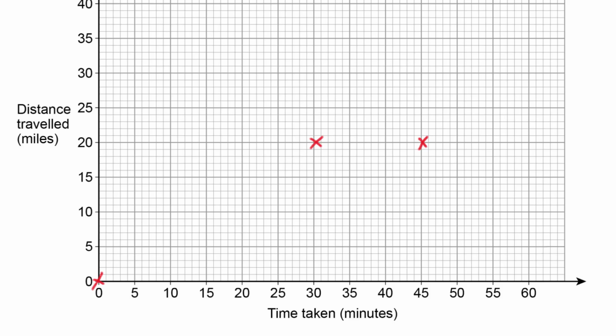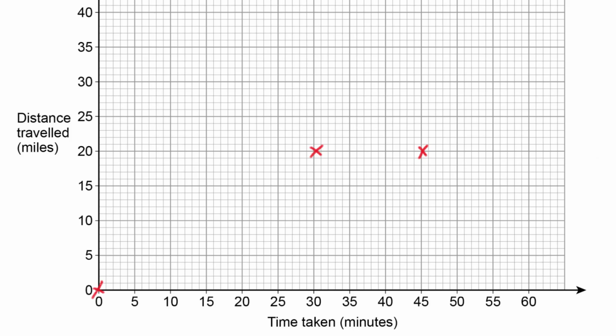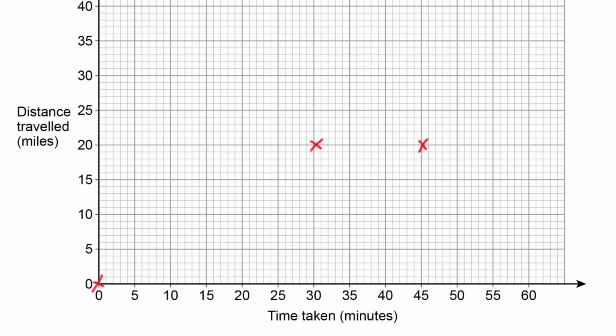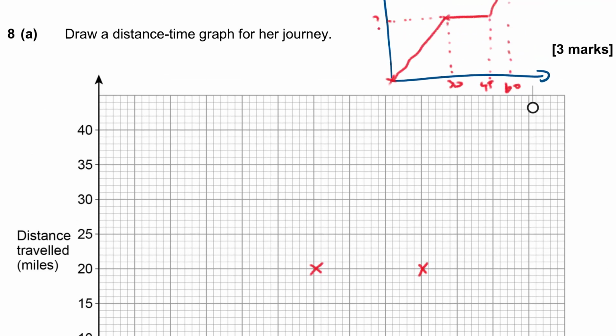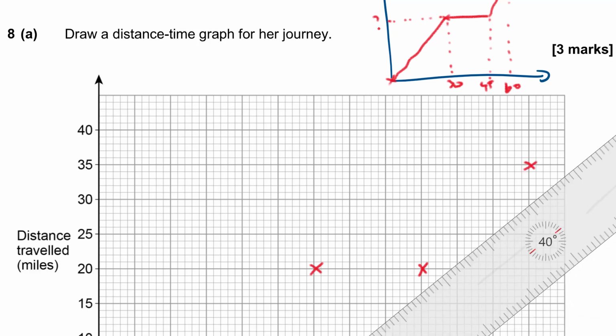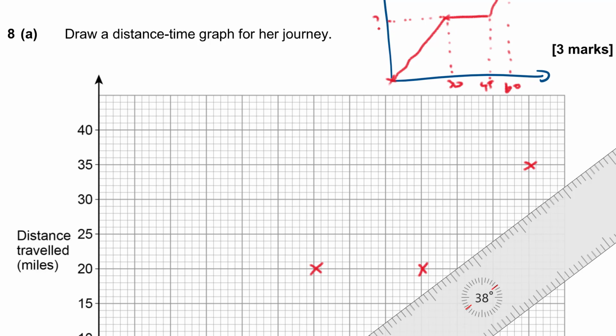And then she's going to be traveling at 60 miles an hour for the next 15 minutes. So if she can do 60 miles an hour, then 15 minutes is a quarter of an hour, so she can go a quarter of that distance in 15 minutes. So a quarter of 60, half and half again, is 15. So she's going to do 15 miles in 15 minutes. So if she's at a distance of 20 and she travels for 15 miles, she's going to now be at a distance of 35. So I'm going to plot a point at 60, 35. Okay. So now I just need to join those all up with straight lines.